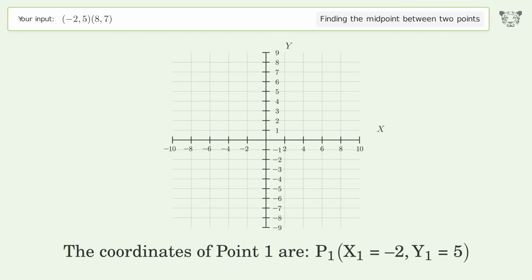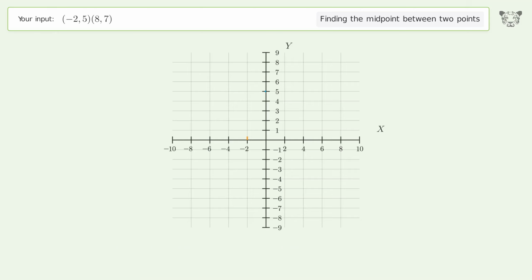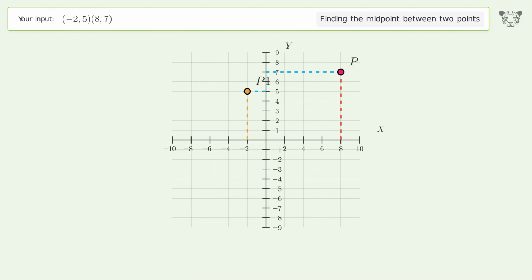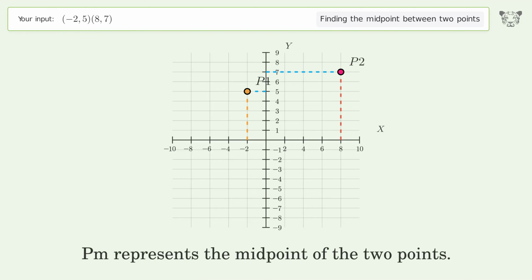The coordinates of point 1 are x1 equals -2, y1 equals 5. The coordinates of point 2 are x2 equals 8, y2 equals 7. PM represents the midpoint of the 2 points.